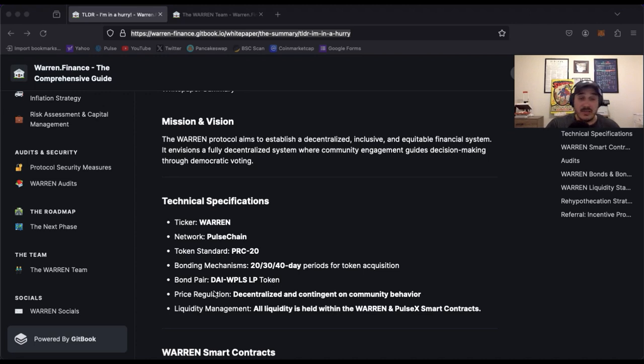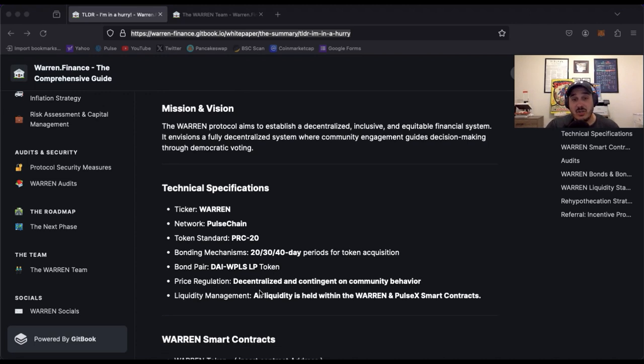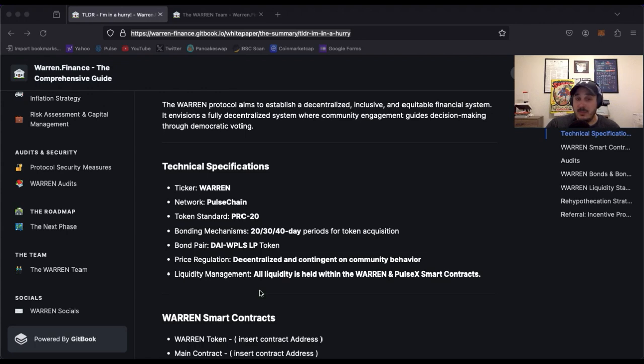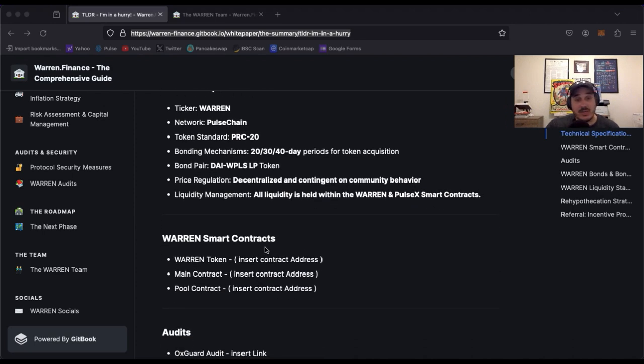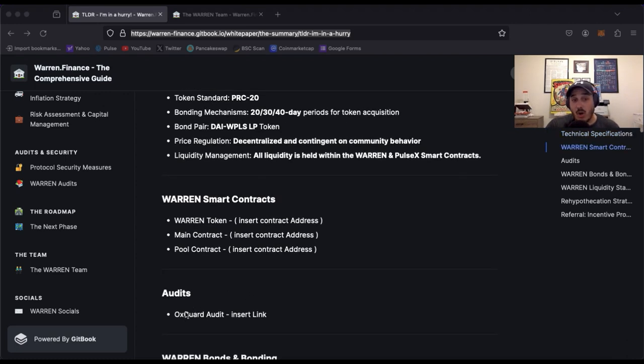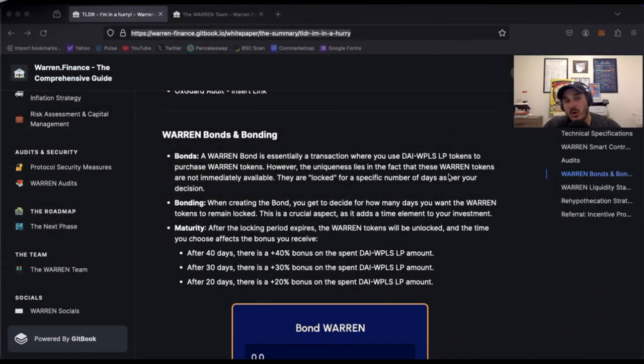The price regulation is decentralized and contingent on community behavior. Liquidity management. All liquidity is held within the Warren and Pulse X smart contracts. So as far as the smart contracts go, we're going to have the token contracts inserted here, the main contract, and the pool contract. Now the audit is something that I will go over in a future video. So moving on, let's talk Warren bonds and bonding.